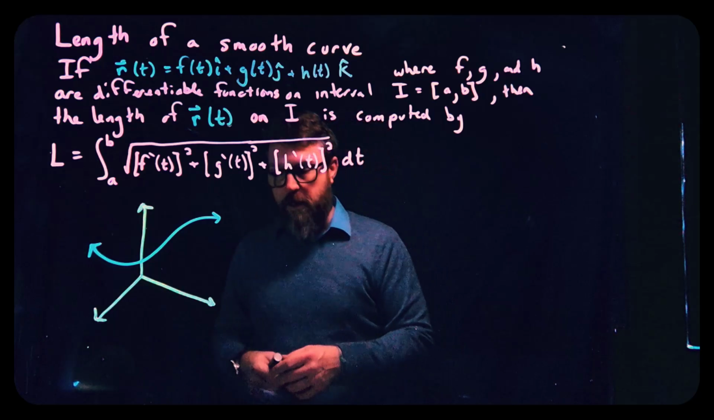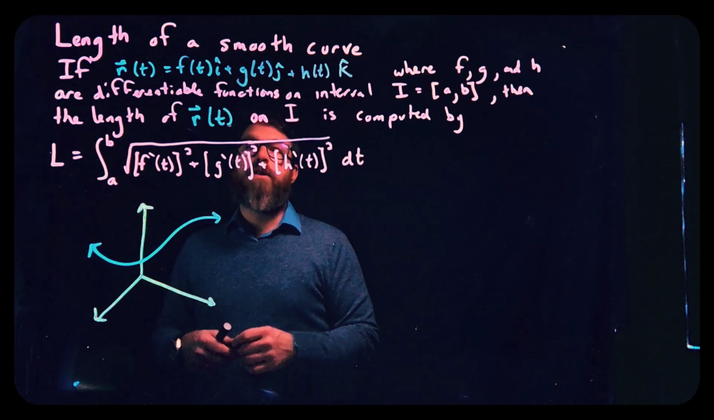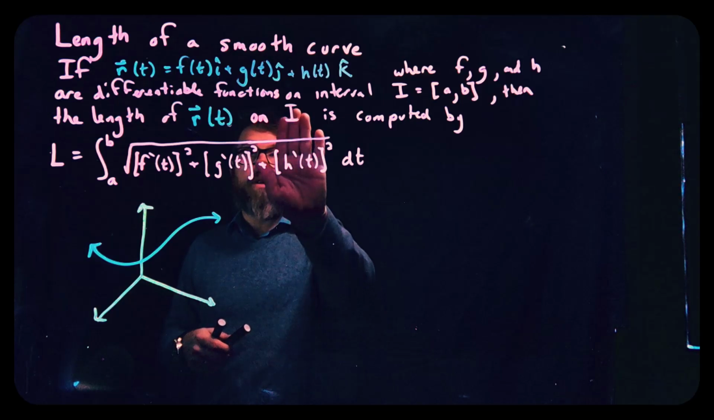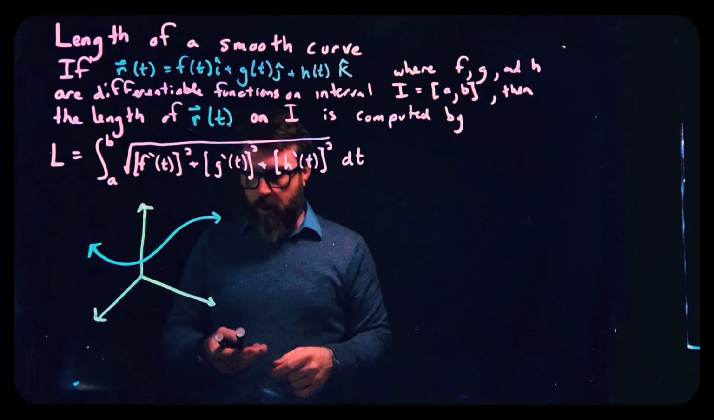Now, this is really just a direct extension of what you've seen in Calculus 2, where we were finding lengths of curves in just 2 dimensions, but this h of t wasn't there. So since we're in 3 dimensions, we have that third component.